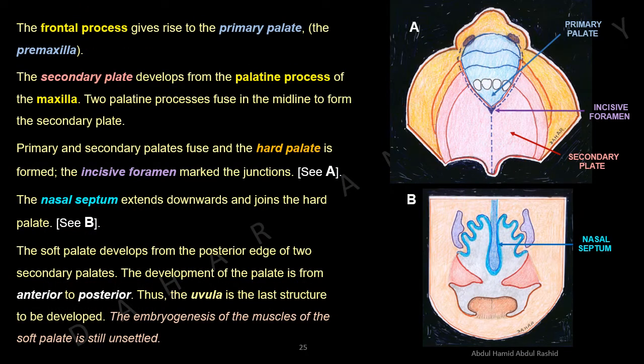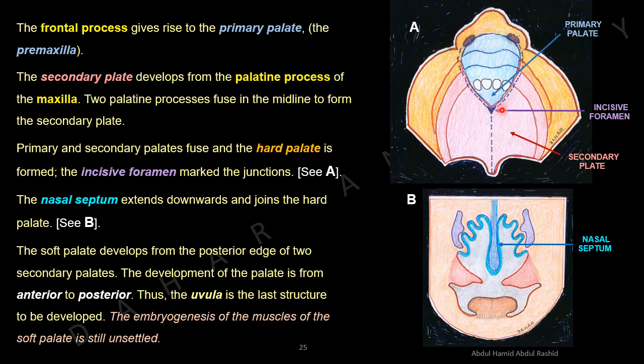The frontal process gives rise to the primary palate, the premaxilla. The secondary palate develops from the palatine processes of the maxilla. 2 palatine processes fuse in the midline to form the secondary palate. This is the secondary palate. Primary and secondary palates fuse and form the hard palate. The incisive foramen marks the junction. This is the one.